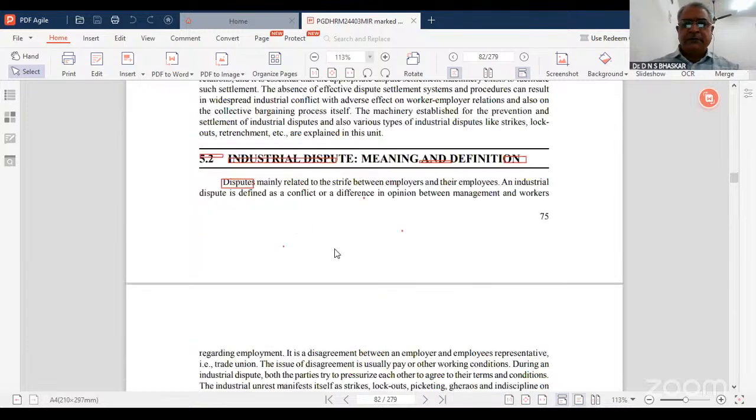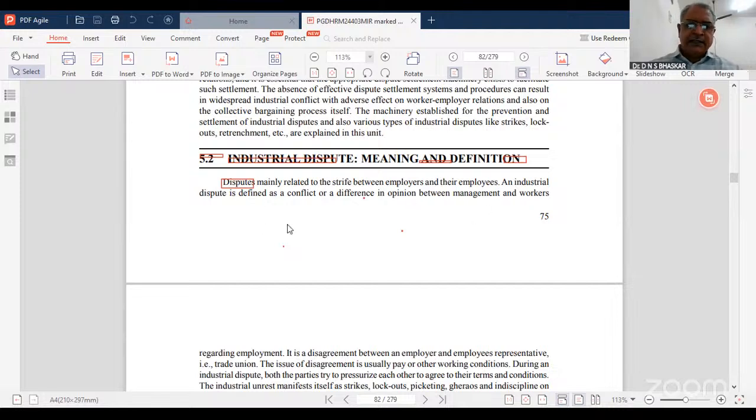When can a dispute be considered an industrial dispute, and what are the various aspects to be understood relating to it? A dispute is mainly related to the dispute between the employer and employee. So this is employer and employee.